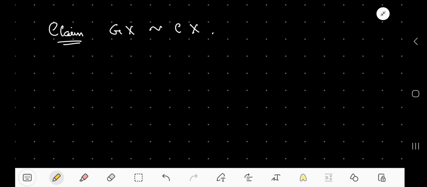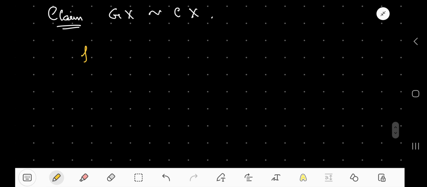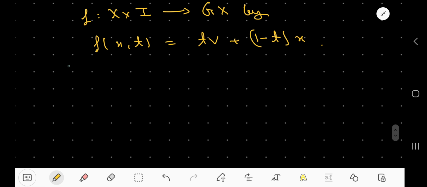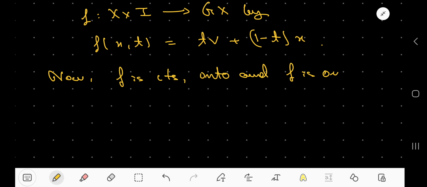I want to claim that the geometric cone is homeomorphic to the algebraic cone. So what I do is construct a map f from X cross I to Gx by mapping each point (x, t) to the point tV + (1 - t)x. Clear? Now the thing which is quite easy to observe is that f is continuous and onto.